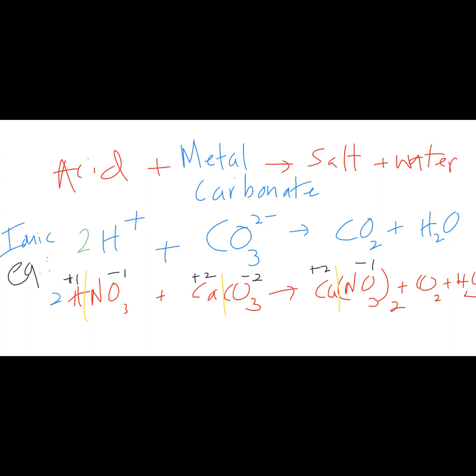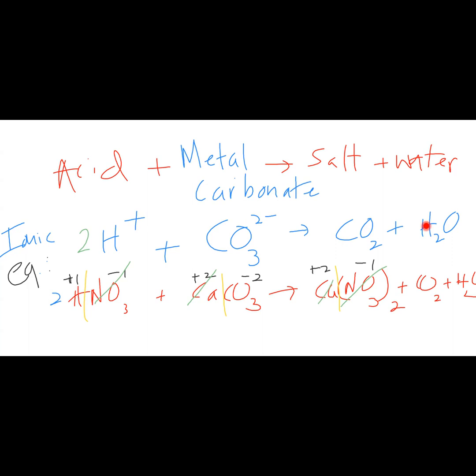We broke down the ions, and you can see there are 2 nitrate ions. You can cancel these nitrate ions with these nitrate ions, and the calcium ions from the base get cancelled with the calcium in the salt. Now finally you're left with 2 hydrogen ions, carbonate ion, and carbon dioxide, water.